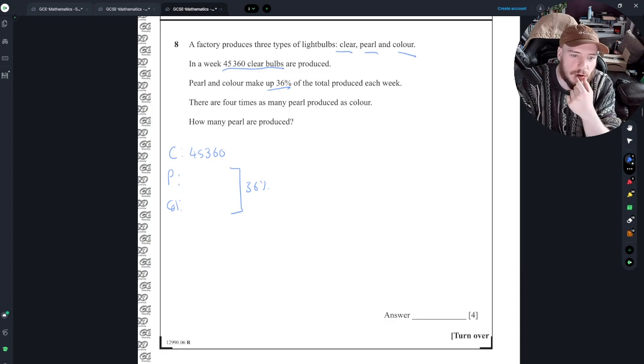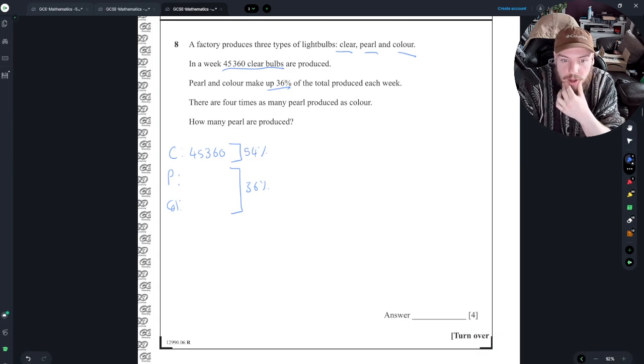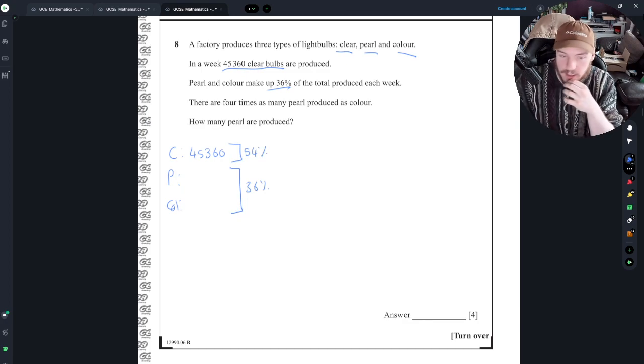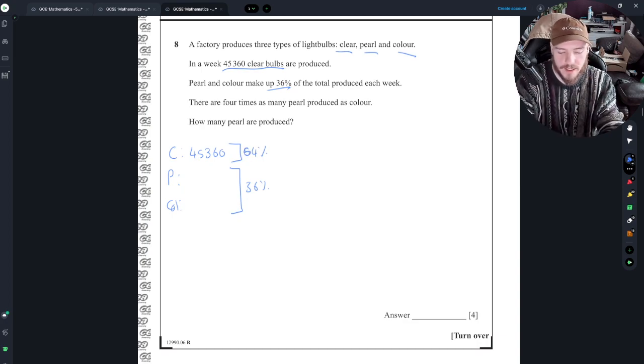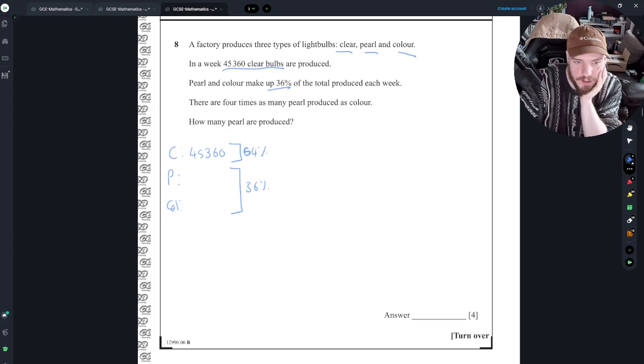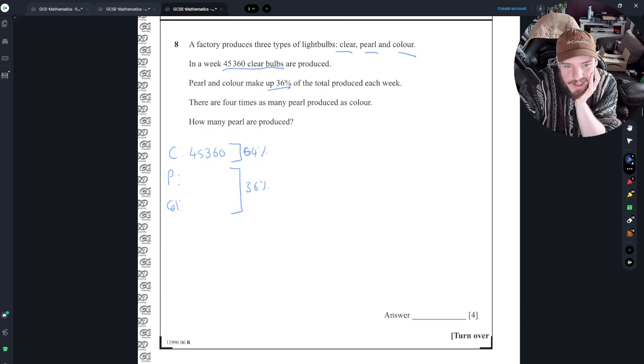So if pearl and color make up 36%, then our clear would make up 100 minus 36, which would be 54%. I'm doing that mental maths. Nah, it's not 54, it would be 64. As I said, sometimes the mental maths isn't great. Yeah. So 64 plus 36 is 100%. So our clear is 64% of the total produced each week.